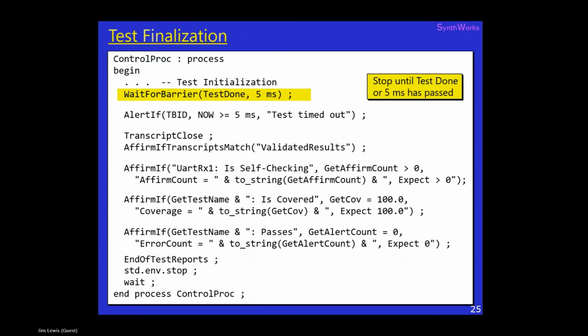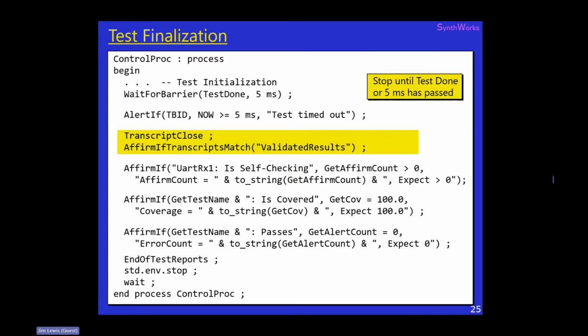Okay, so we pick up back in the control process. So either we finish due to test done, everybody hitting test done, or 5 milliseconds go by. If 5 milliseconds go by, we need some indication that the test timed out. So we just simply check. We do an alert. Alert is one of our checkers. It's not a pass-fail check. It's just a fail check. Okay, so alert if now is greater than or equal to 5 milliseconds because then we timed out.